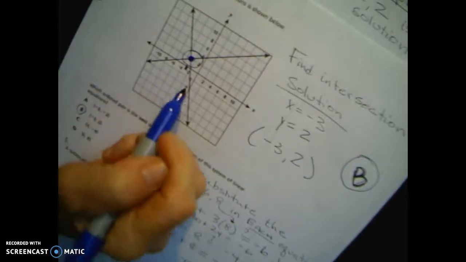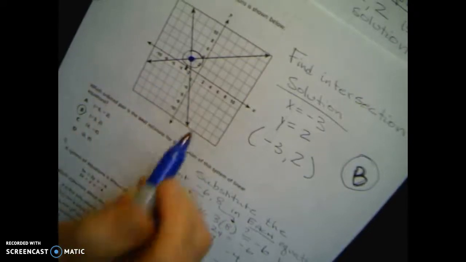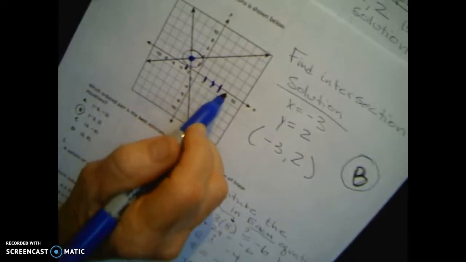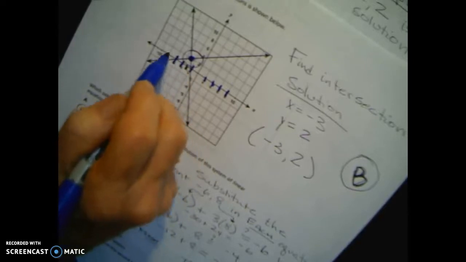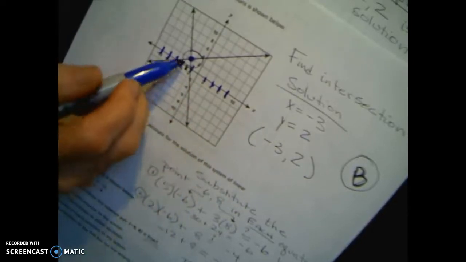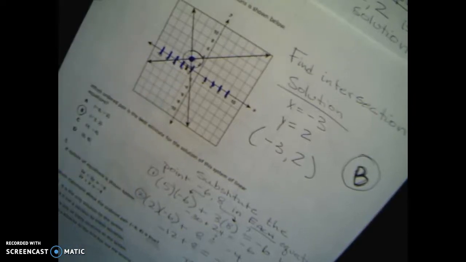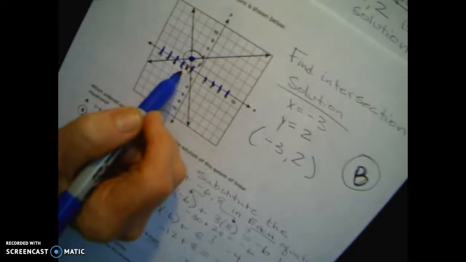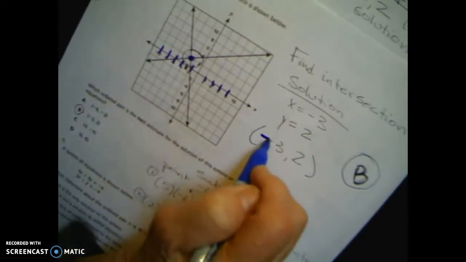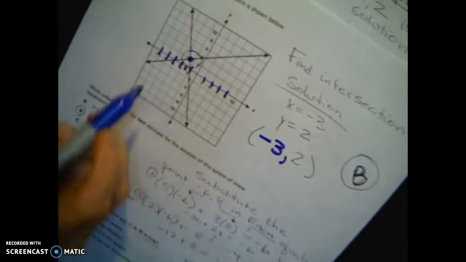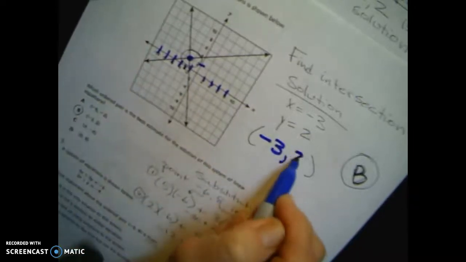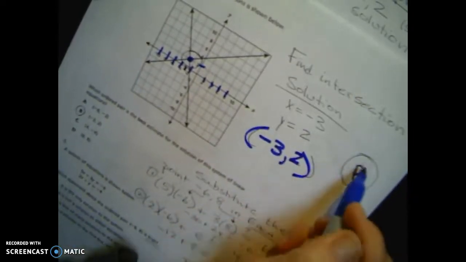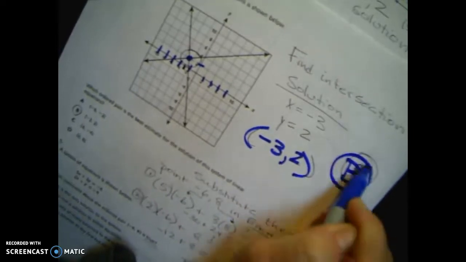So once again, maybe this was tricky, but I'm counting by 2. So it goes up 2, 4, 6, 8. And then there's the negative side, -2, -4, -6, -8, -10. And I can see that my intersection point falls exactly between -2 and -4. So the number exactly between -2 and -4 happens to be -3. And this one falls exactly where y is equal to 2. So -3 and 2 is my point of intersection. And the correct answer choice is B.